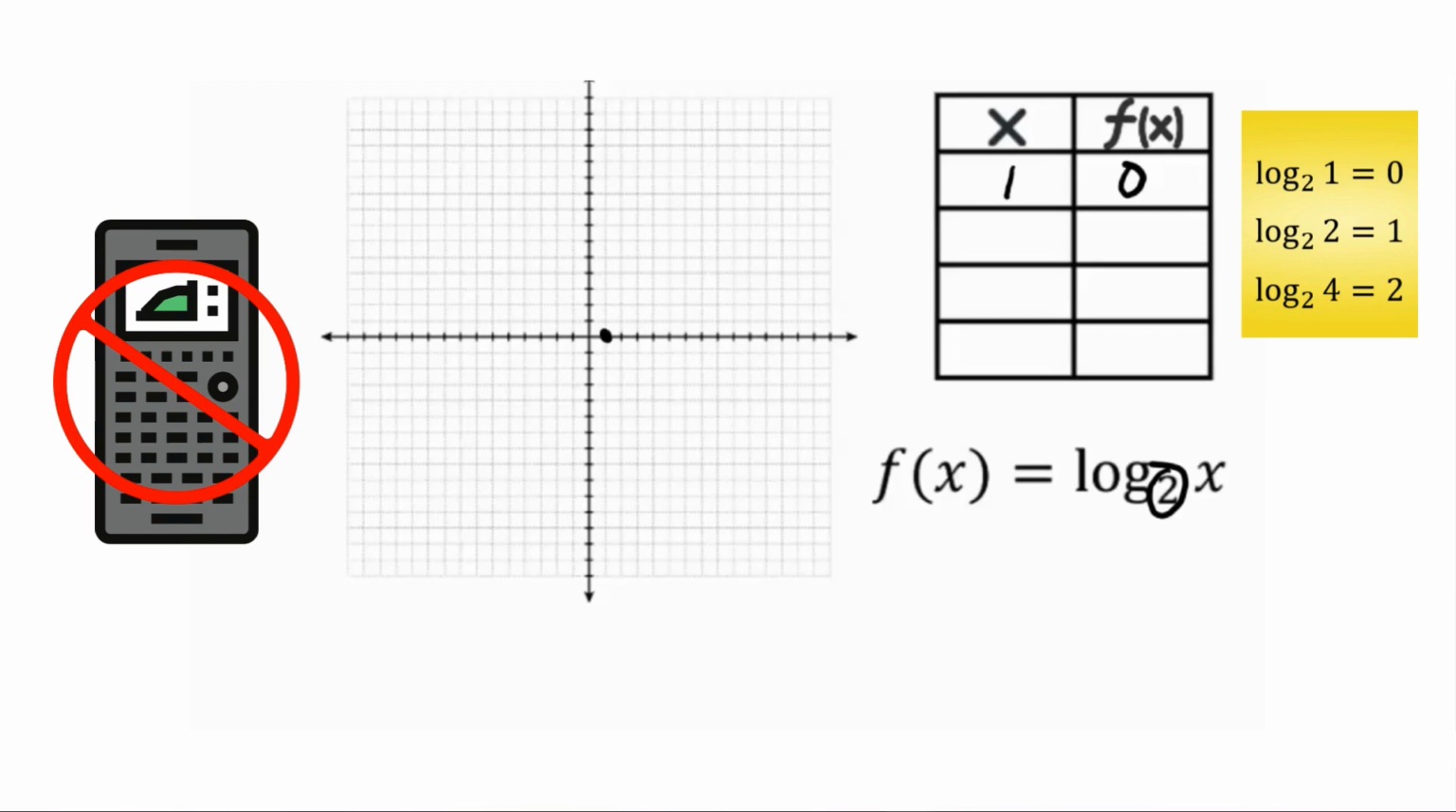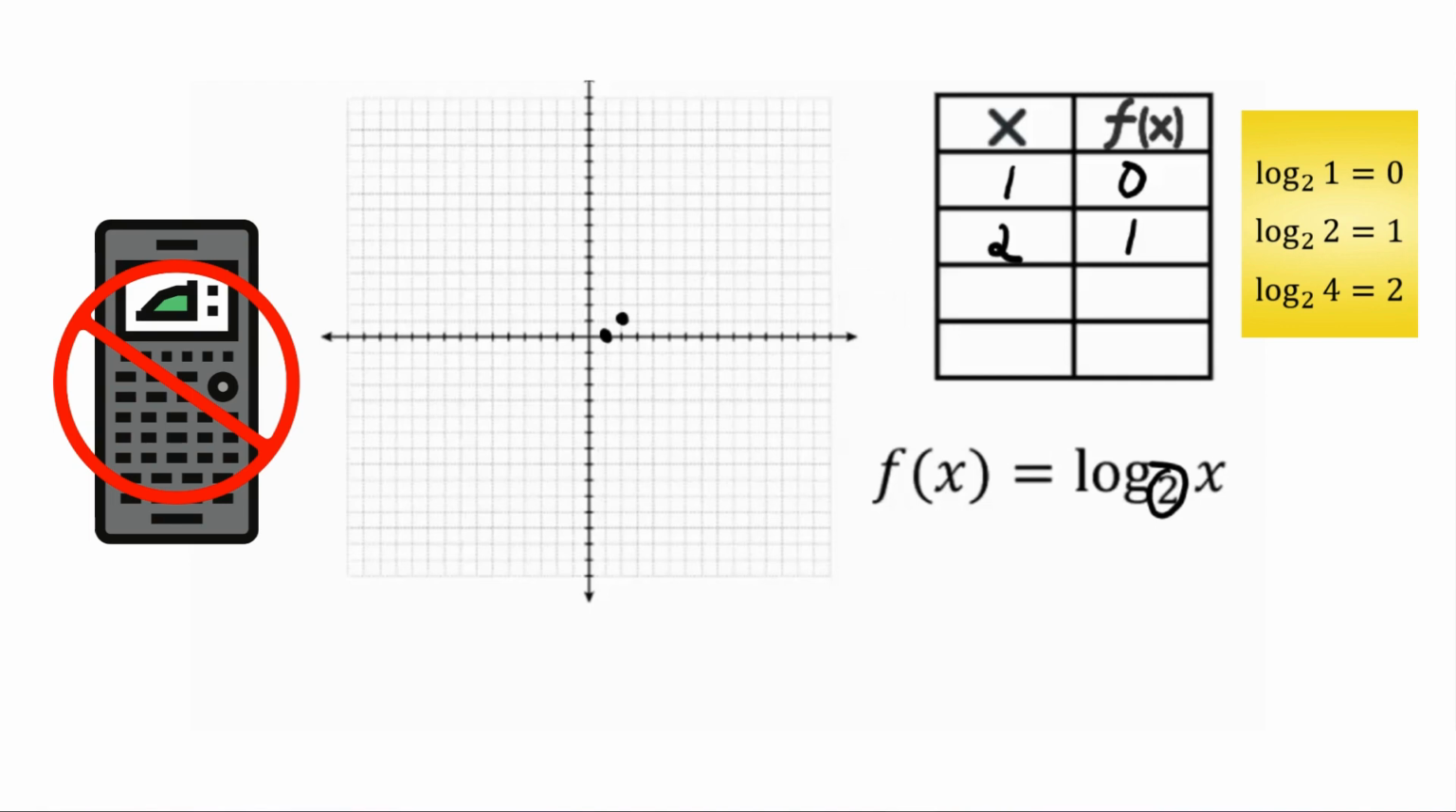Another good value to use here, again looking at the base, is if we choose x equal 2, log base 2 of 2 is equal to 1, another whole number value. So we can graph (2, 1).